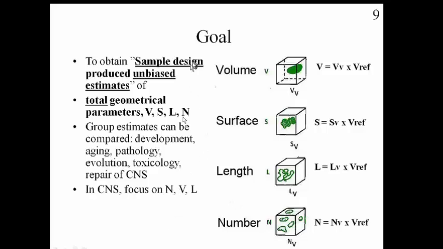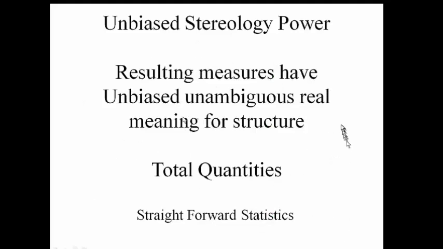Now we're interested in total geometrical parameters, so that means that the values that we get out of here are ratios: volume per unit volume, surface per unit volume, length per unit volume. And if we multiply that by the reference volume, that is to say the volume of the whole structure, then we can get at total volume, total surface, total length, and total number.